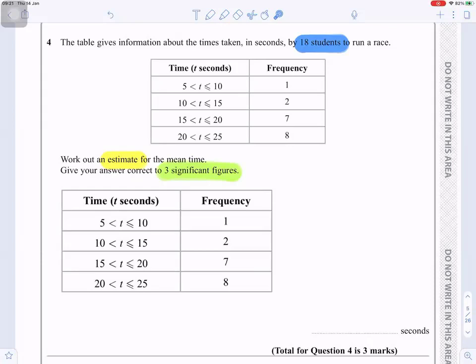The times go between 5 and 10 seconds, there's 1. Between 10 and 20 seconds, there's 2. 15 and 20 seconds, there's 7. 20 and 25 seconds, there's 8. So between 5 and 10 seconds, we have to choose one of the times. So the best way is to choose a time in the middle. And to choose a time in the middle, we would add 5 and 10 and divide it by 2.